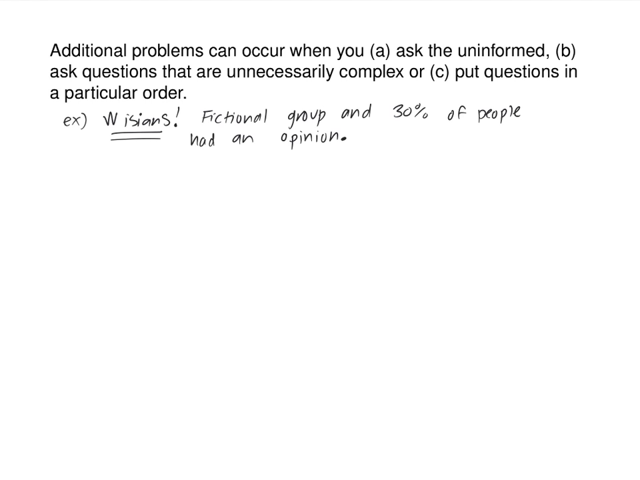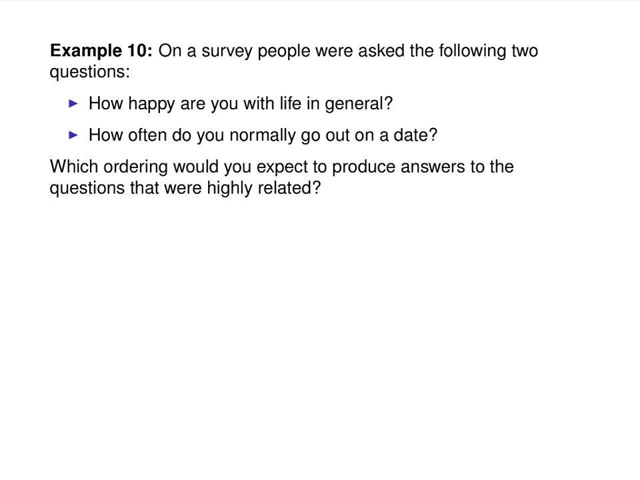Would have been awesome. Okay, so in a survey, people were asked the following two questions. How happy are you with life in general? And then how often do you normally go out on a date? Which order would you expect to produce answers that were pretty related? This order or the opposite? The opposite, yeah.